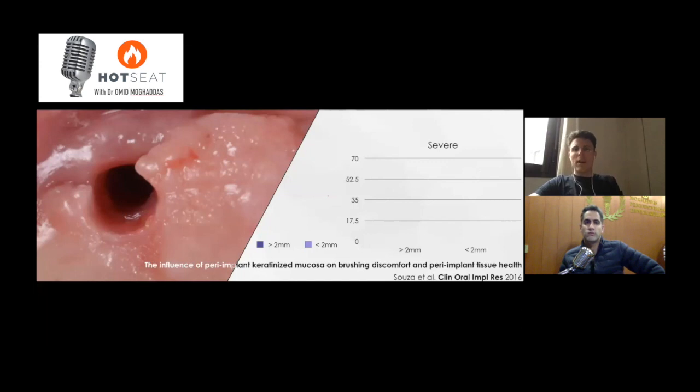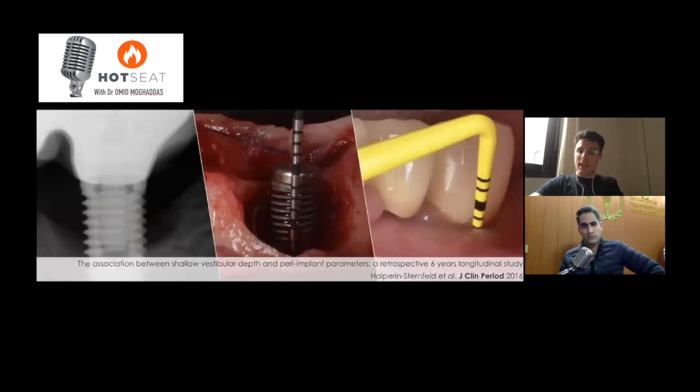Into the bargain, it must be noted that the lack of keratinized mucosa has been further associated with other conditions. For instance, in this interesting study, it was demonstrated that those individuals with less than 2 millimeters of keratinized tissue around the dental implants are further exposed to a shallow vestibular depth, less than 4 millimeters. And of course, that's going to interfere with the capabilities that our patients have to clean the implants.